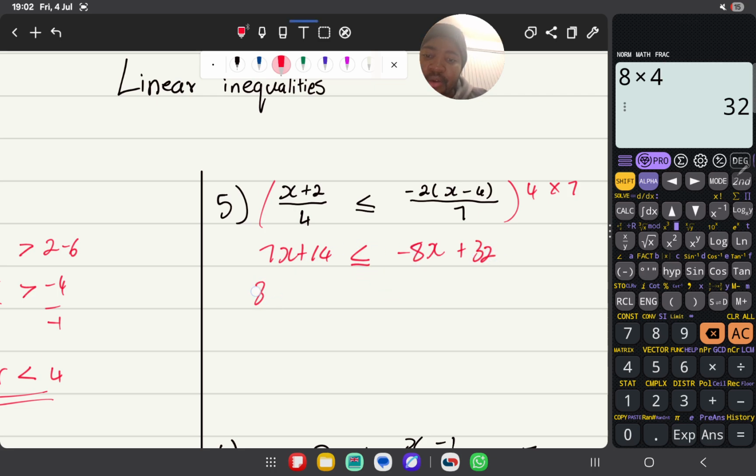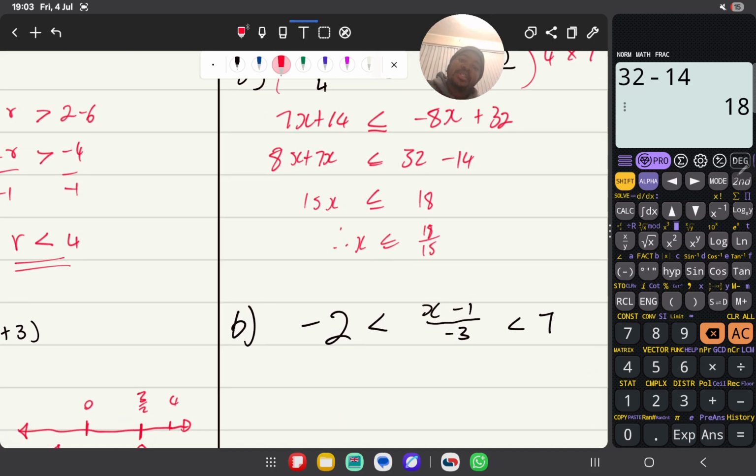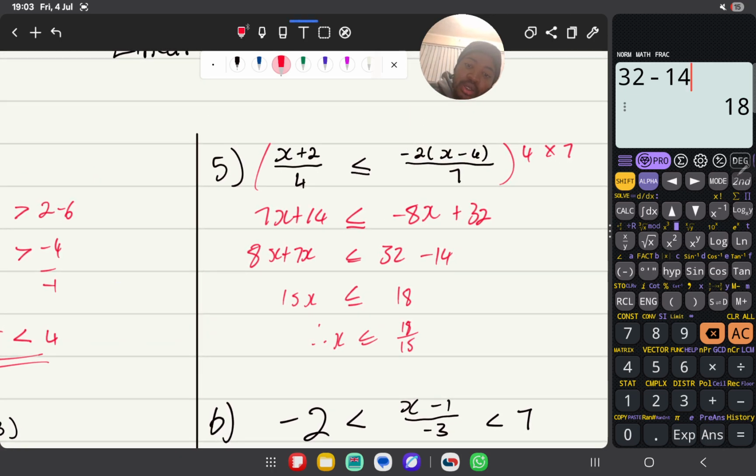Then we do our math. We have 8 plus 8x plus 7x, 32 minus 14, probably 18. That is 15x. Therefore, x smaller than or equal to 18 divided by 15, right? Then you represent it in your number line however you want.